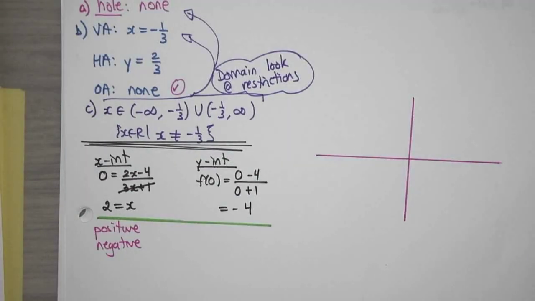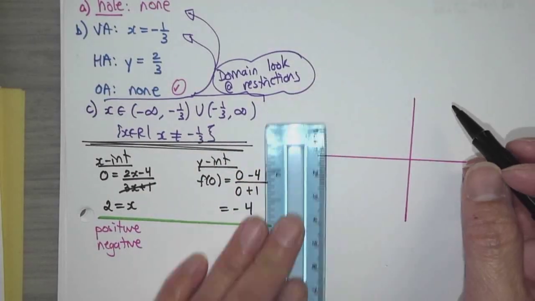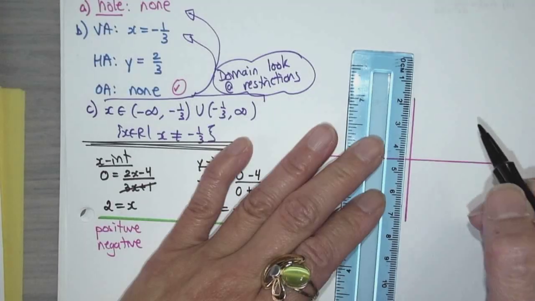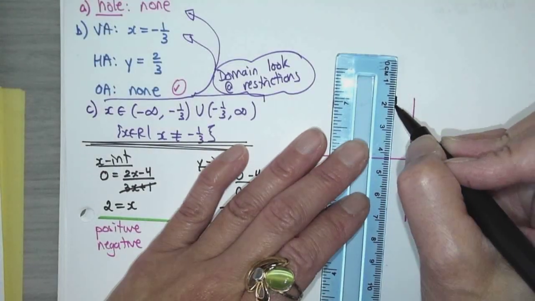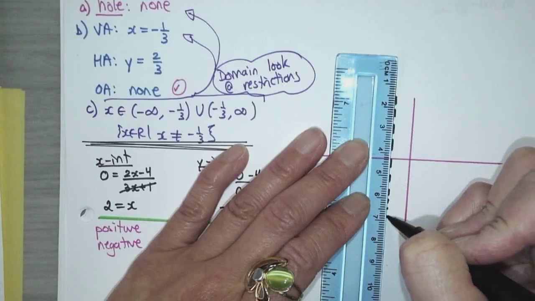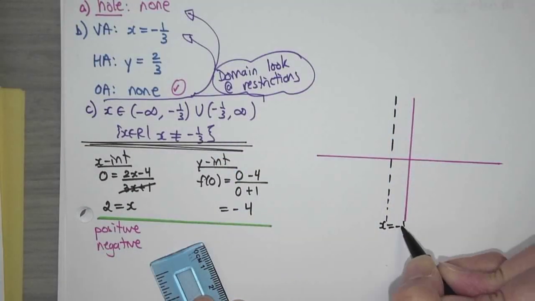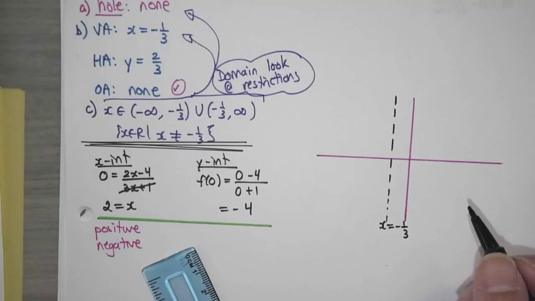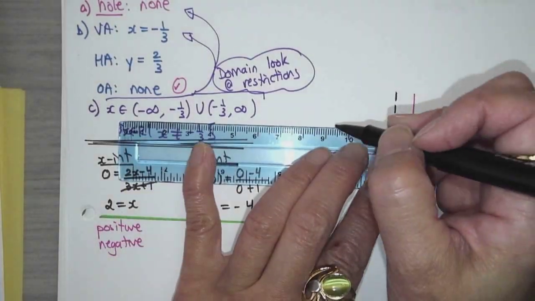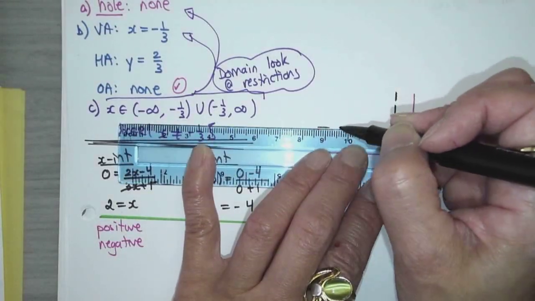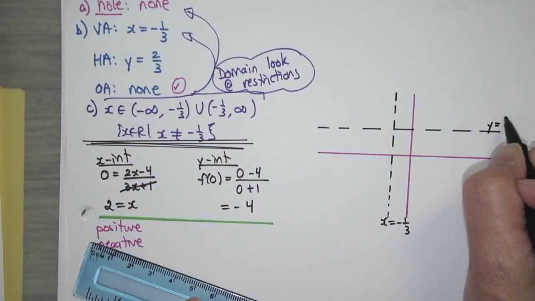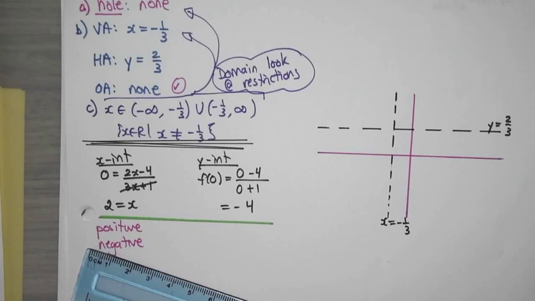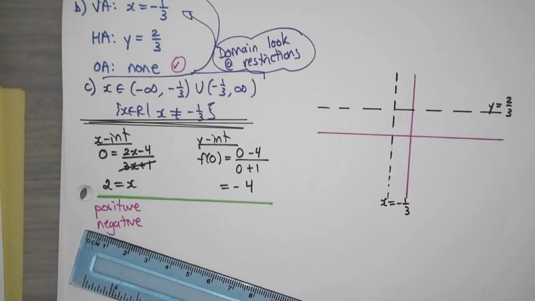What do I have so far? I have a vertical asymptote at x is negative 1/3. It doesn't have to be like this. So just because it's negative 1/3, we're going to separate it out like this. So it's going to exaggerate the scale. So x is negative 1/3. And y is 2/3. So I'm going to do something like this. Move that up.